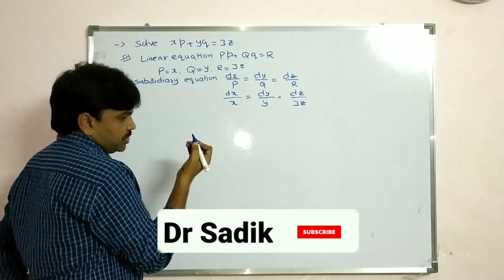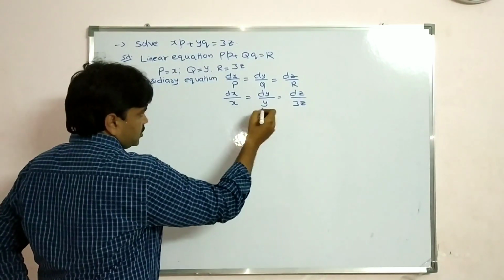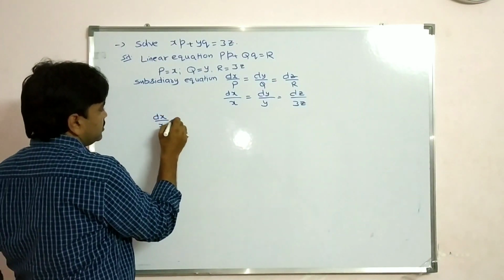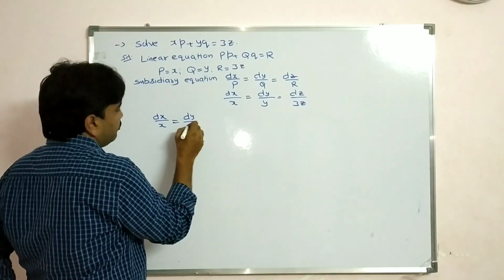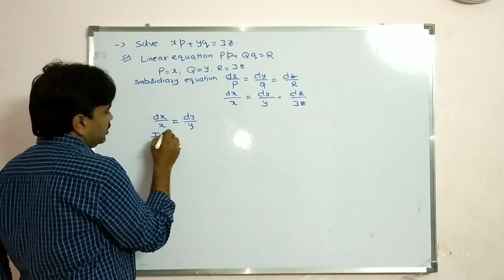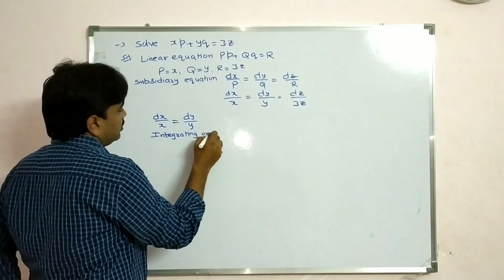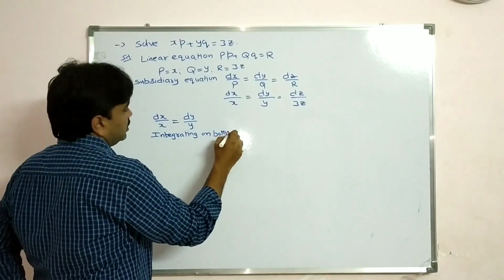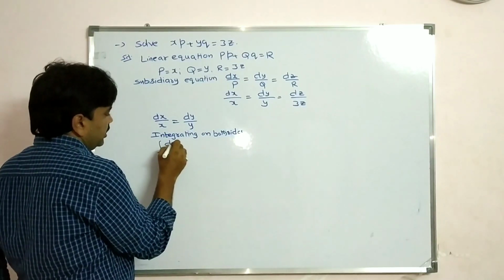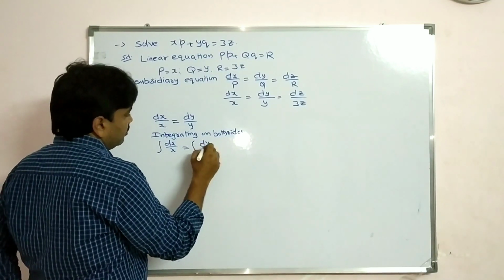You take any two equations, students. What are the two equations? I am taking the first two equations, students. Say dx by x is equal to dy by y. Now integrating on both sides. Now integral dx by x is equal to integral dy by y.